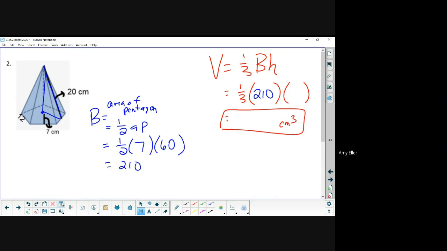You'll notice that this distance here is the apothem, and that was 7. I also like to label my height, if it's not already labeled, H. Make sure you put the right numbers in the right place on the Pythagorean theorem. 20 should be your C, your hypotenuse, all by itself.